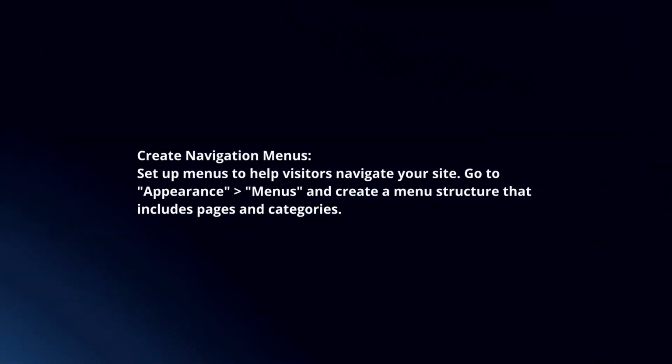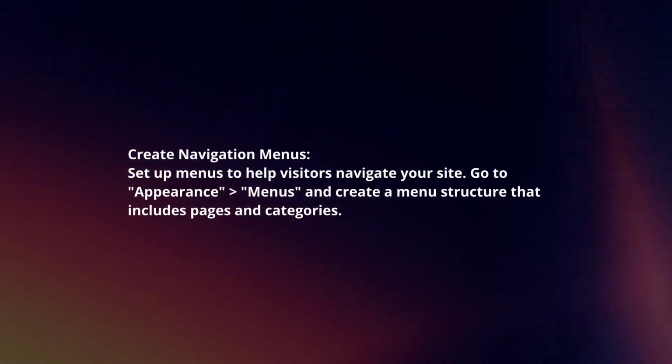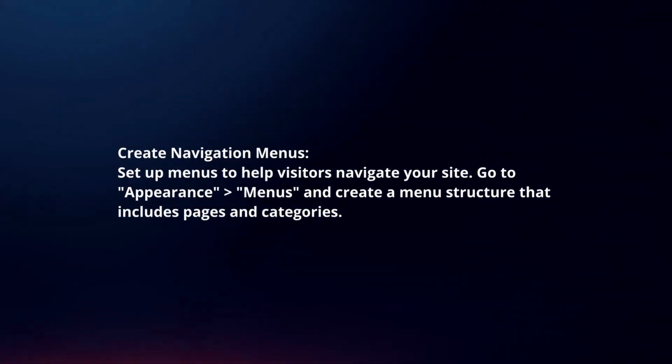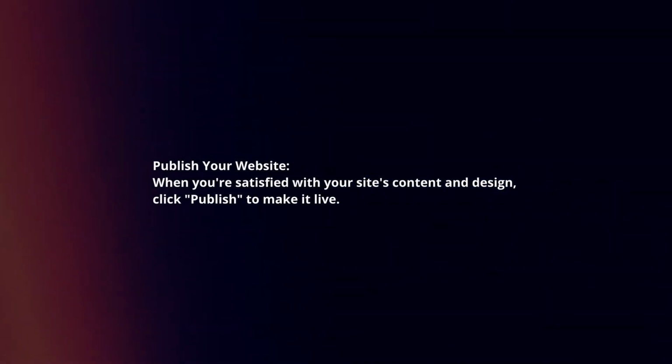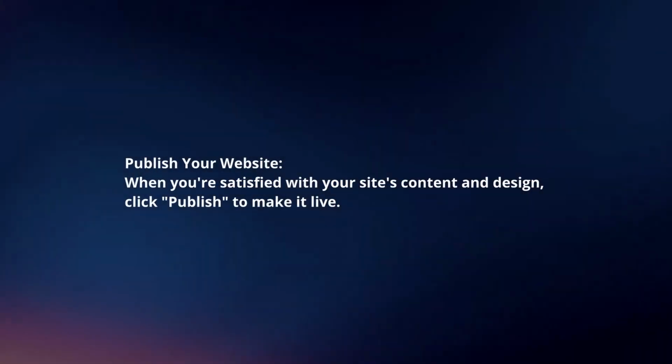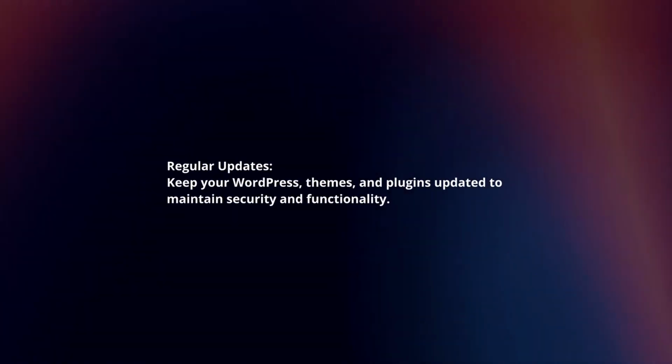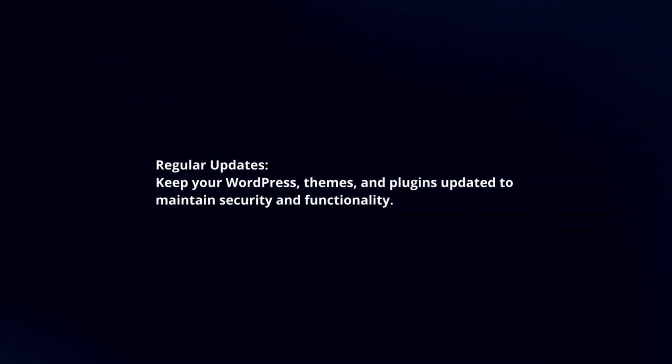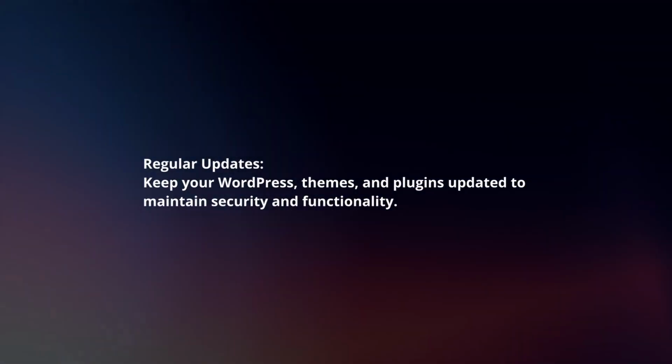Go to Appearance, Menus and create a menu structure that includes pages and categories. Publish your website. When you're satisfied with your site's content and design, click Publish to make it live. Regular updates. Keep your WordPress, themes, and plugins updated to maintain security and functionality.